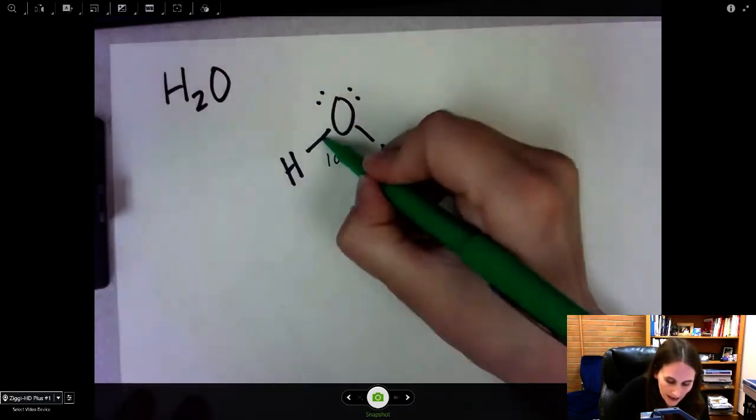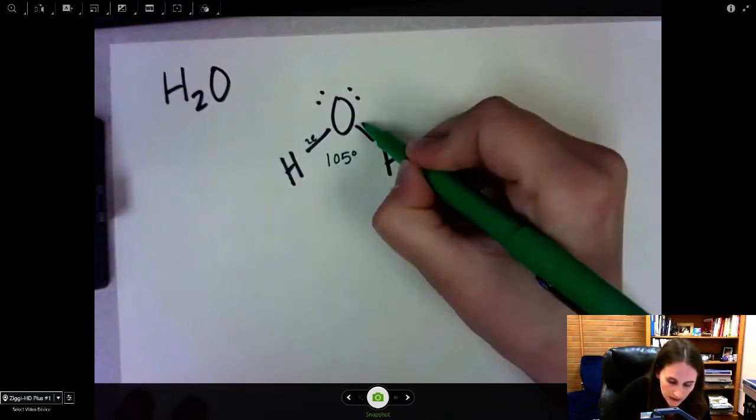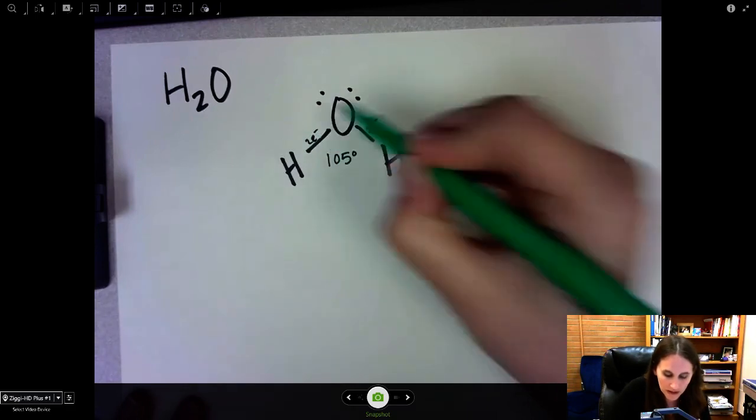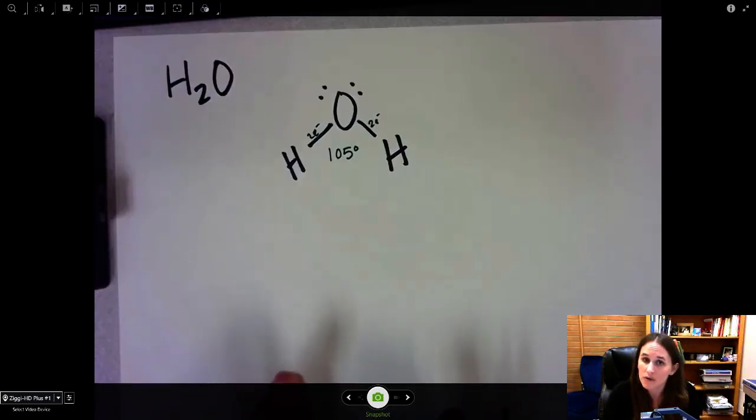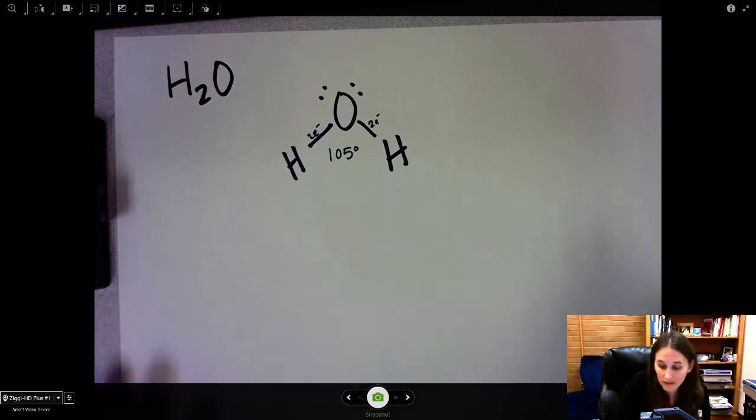So why are these electrons, these two electrons and these two electrons, which are repelling each other, willing to be that close when they want to be as far apart from each other as possible? Why don't they do this?